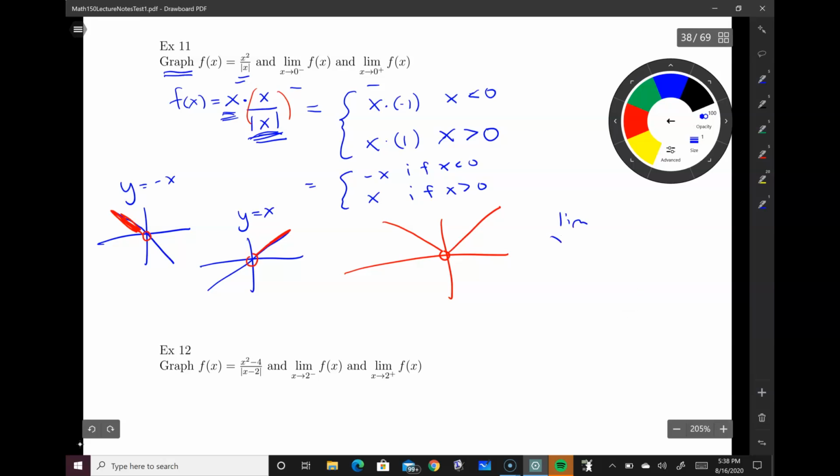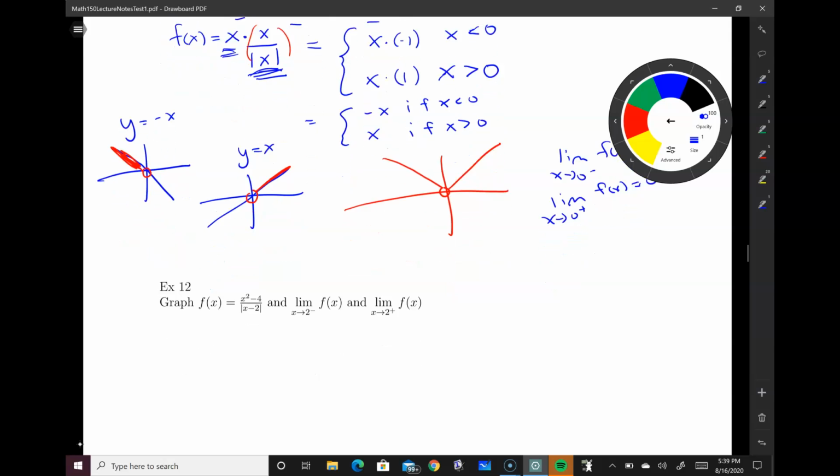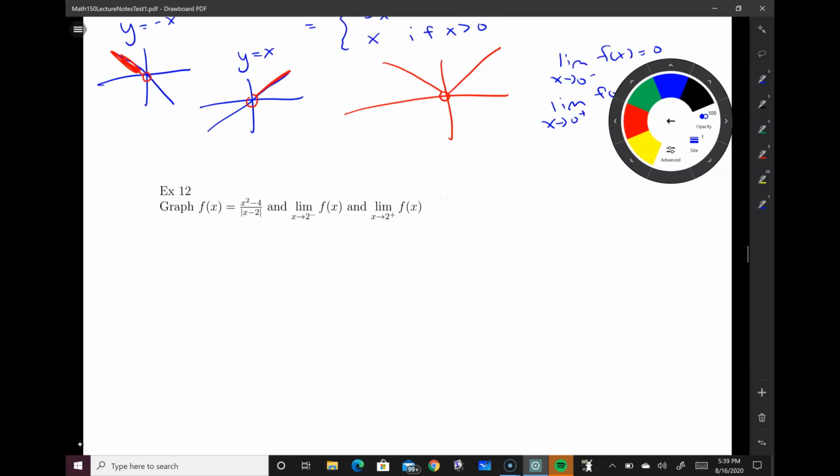All right, so let's go find the two limits. So the limit as x goes towards 0 from the negative side of this function is 0. And as x goes to 0 from the positive side, it's 0. All right. Not too bad, right? Okay, so let's try another one. I gotta make room for it.